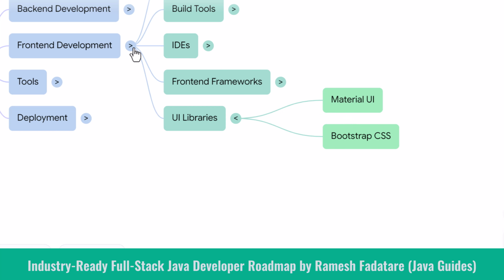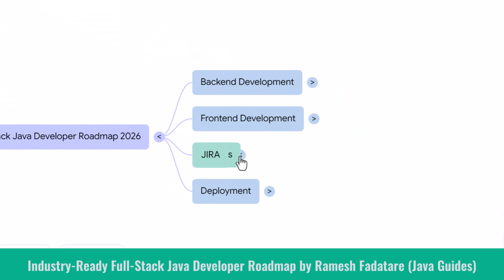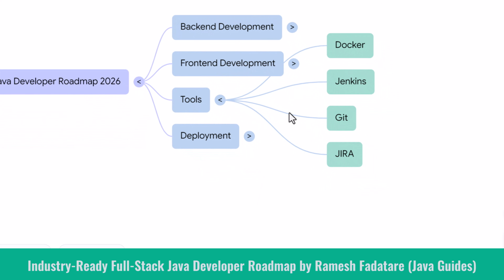Next comes tools. Full-stack developers depend heavily on development tools that improve productivity and collaboration. You work with Git for version control. You use Docker to containerize your applications. You use Jenkins for CI/CD automation. And you use JIRA to manage tasks, track bugs, and coordinate teamwork. These tools make you an efficient, reliable, and organized developer.